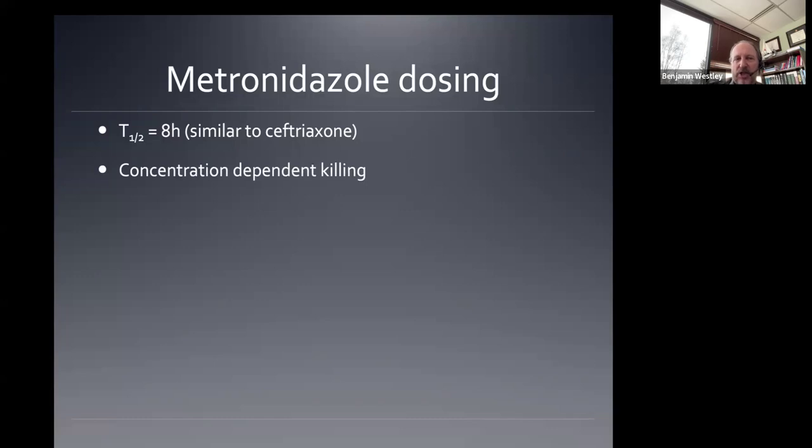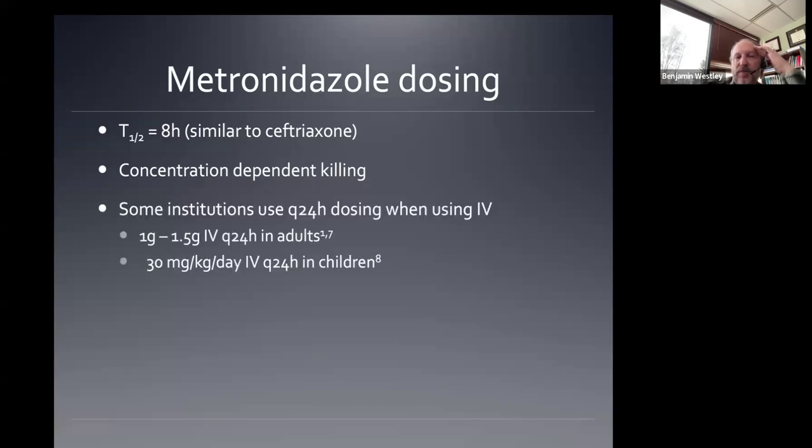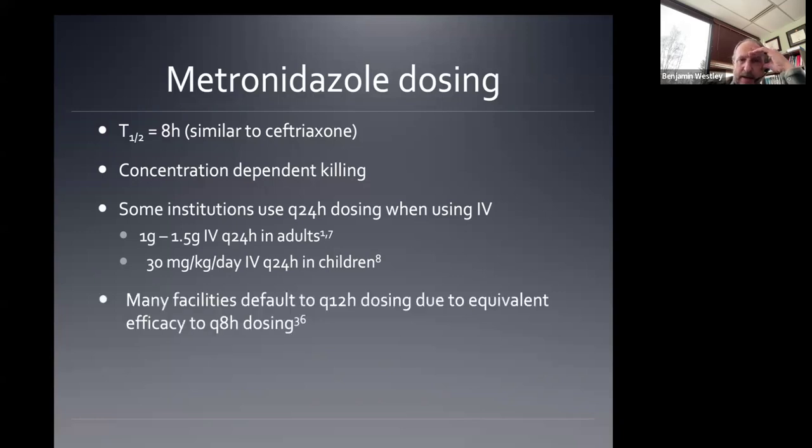The other thing is that it's concentration-dependent killing. So the area under the curve of the drug, or the drug exposure, predicts how well it works, not the amount of time the drug is above the minimum inhibitory concentration of bacteria. That basically means that dosing it once a day or 3 times a day, as long as you give the same total dose, should result in the same activity. So some institutions routinely just give this every 24 hours when using IV therapy. So for example, a gram or 1,500 milligrams, or in children, 30 per kilo per day.